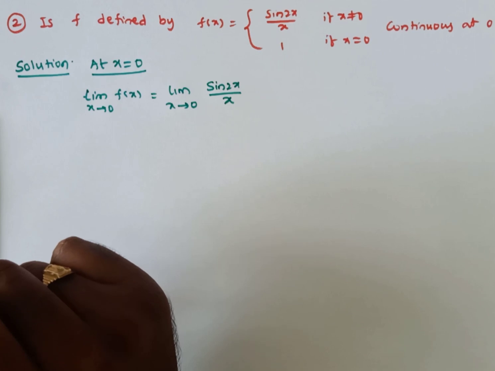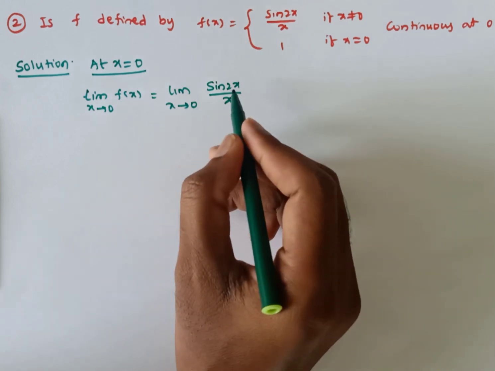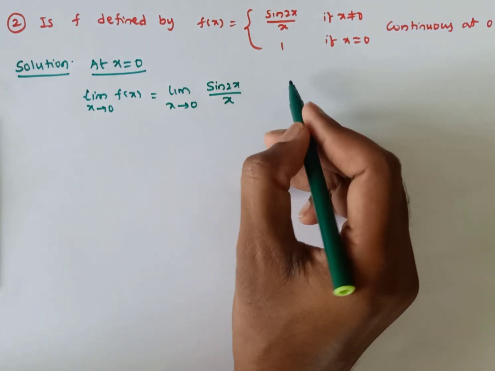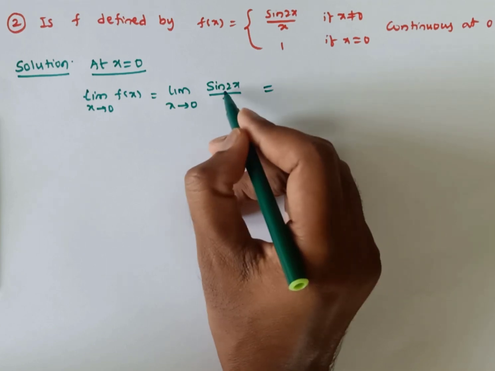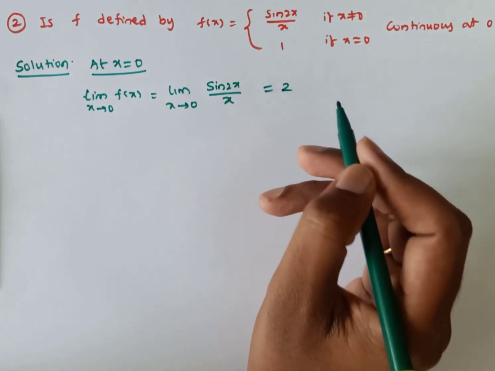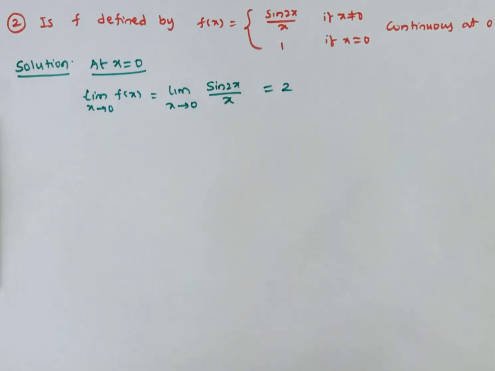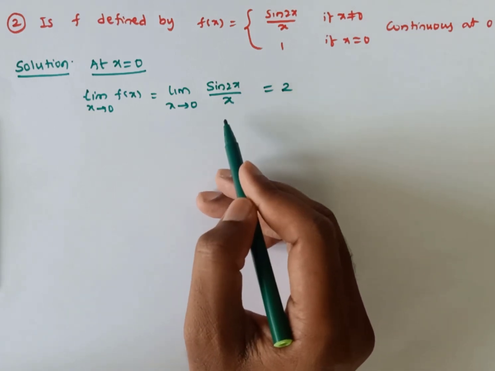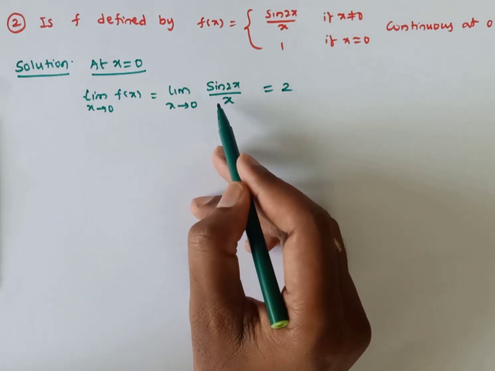Now this is in the form of sin theta by theta. We already know the limit of sin of kx by x is equal to k. Instead of k here, 2 is there. So the limit for this is 2. Or you can convert that into sin theta by theta form, so multiply and divide by 2.